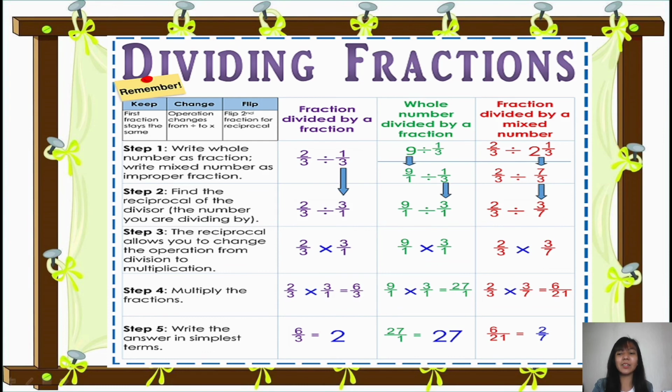Alright? So that's how you divide fractions.